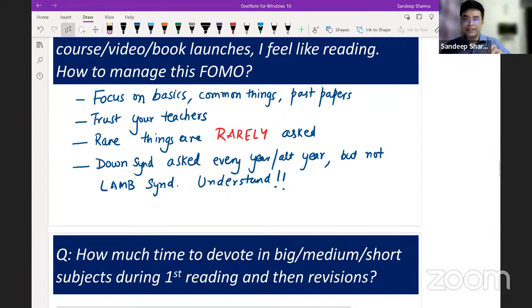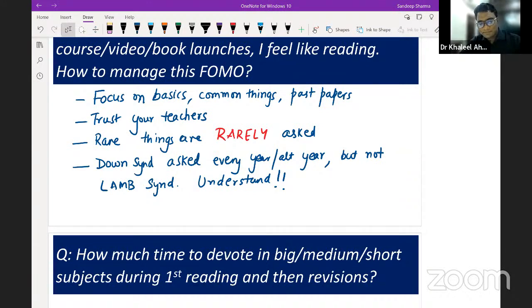So end of the day, there will be a lot of things in the market. It's like going to a buffet. You go to a buffet, there are a lot of things there. You eat what you feel you can digest. And the same is true for the materials, the various courses which are available.